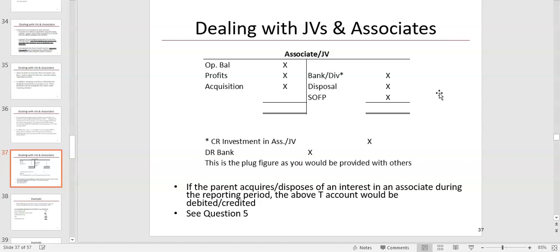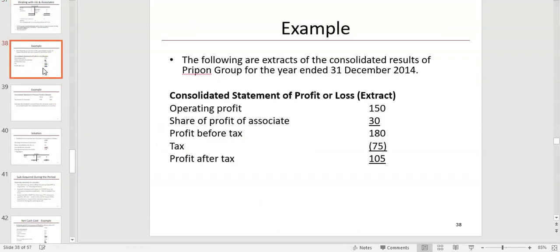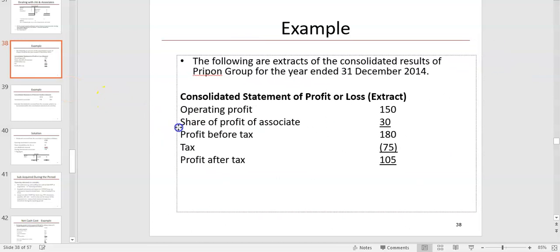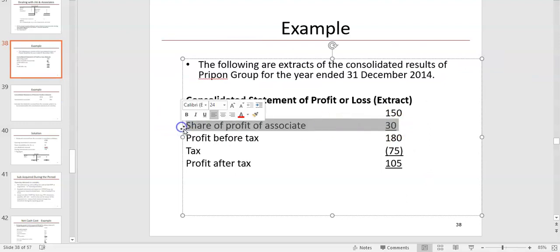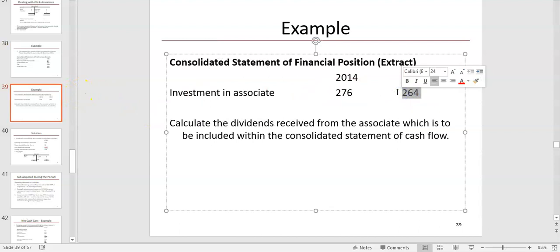So very similar logic. You can use a columnar method if you want, or you can use a T account. And you'll see a good example of this in question 5. And we'll work through a small worked example now just to see how the numbers come across. So take this example where the Pripin group are given an extract from the consolidated statement of profit and loss, where you can see in here share of profit of associate 30. Right? That's fine. And also you're told here the opening balance in the associate was 264.